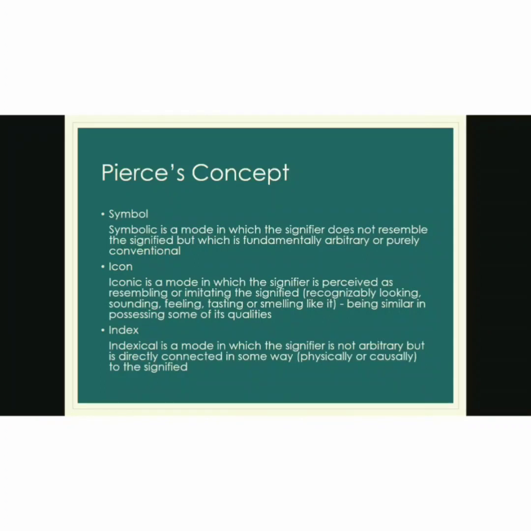Symbolic is a mode in which the signifier doesn't resemble the signified, but is fundamentally arbitrary or purely conventional. And iconic is a mode in which the signifier is perceived as resembling or imitating the signified, recognizably looking, sounding, feeling, tasting, or smelling like it, being similar in possessing some of its qualities. An indexical is a mode in which the signifier is not arbitrary but is directly connected in some way, physically or causally.